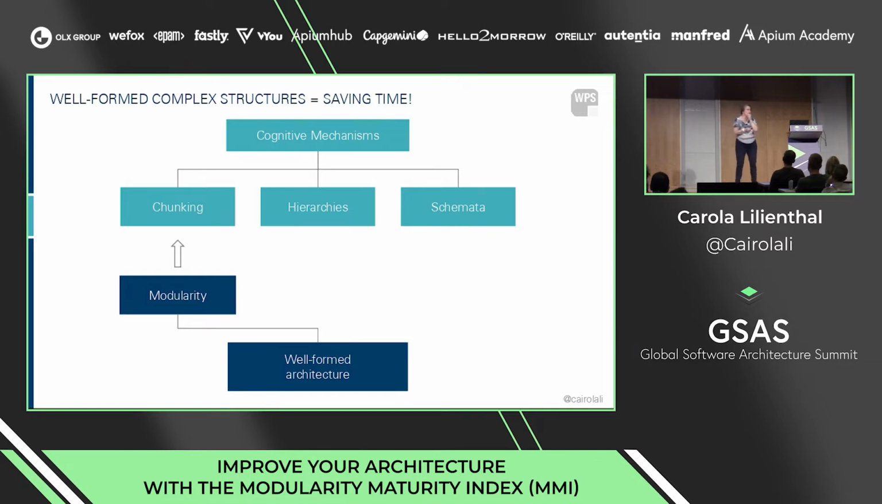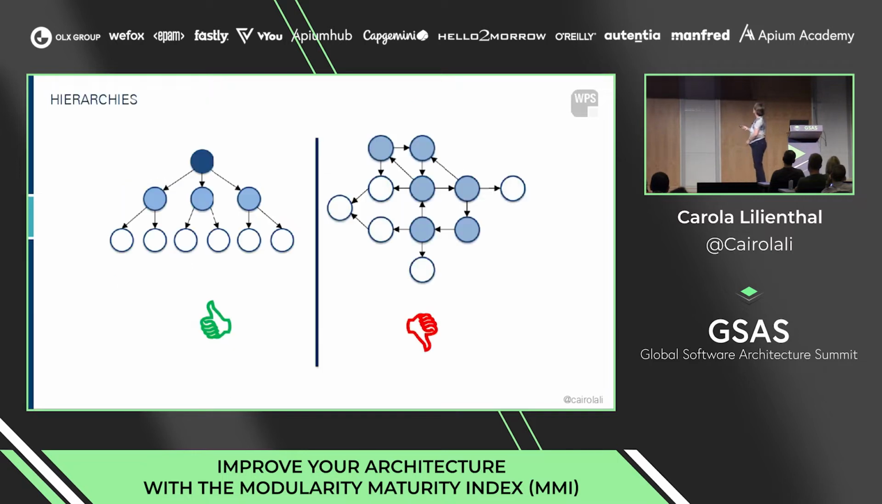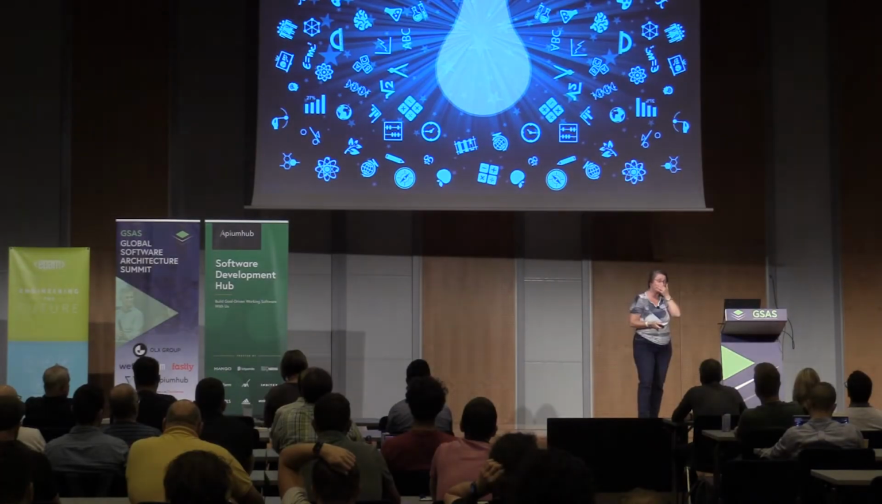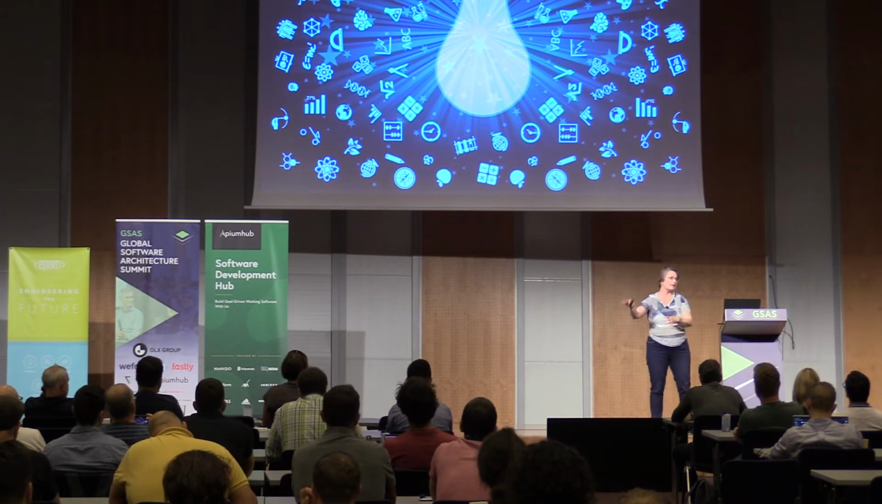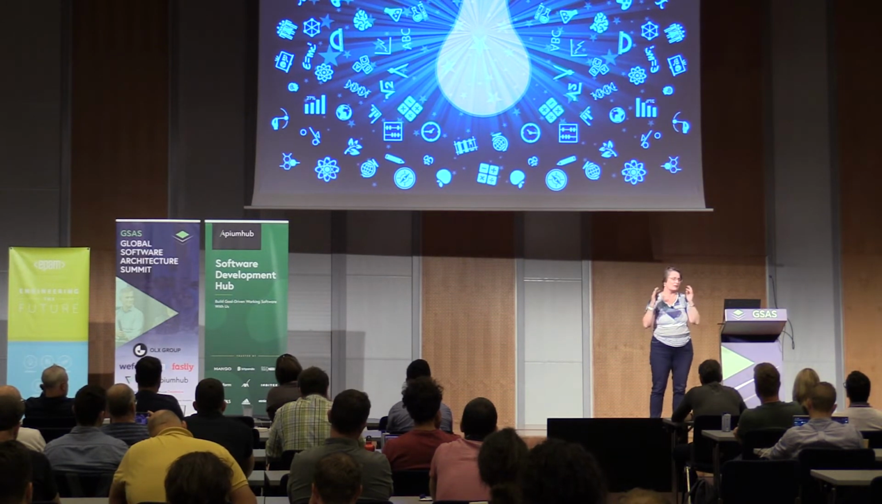So modularity is the first one. Second one is hierarchies. Hierarchies, well, this is very easy. Hierarchies are something that the human brain loves. We love to have an abstract level and then details under it. We prefer them over networks. This is something that cognitive science has exercised and tried out and analyzed with people, and they found out that people really prefer hierarchies.